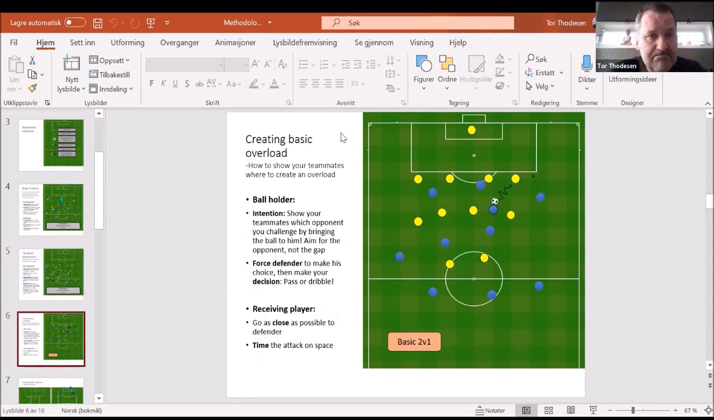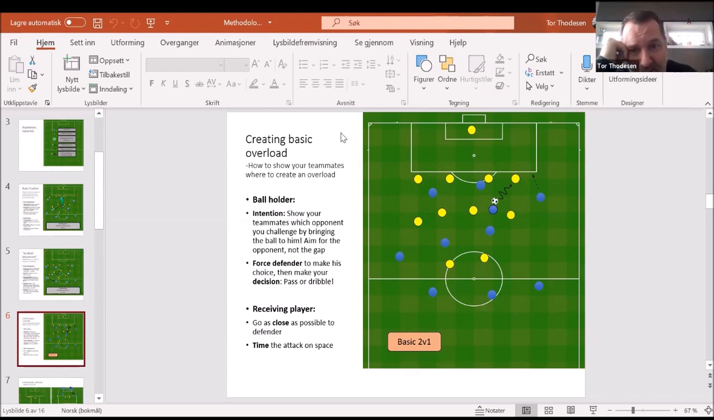Okay, creating basic overloads. If you see the ball holder here, I think a less schooled player could take the ball and challenge the gap between the 2 yellow defenders, which then would be like creating a 2v2. But instead, put emphasis on isolating one defender, going at him, and doing that properly, so that the players around you see what your intentions are. You isolate one opponent in order to create a 2v1 against him.